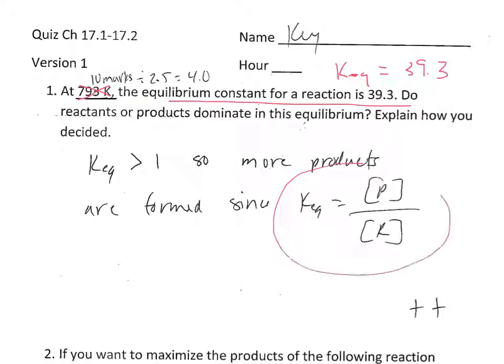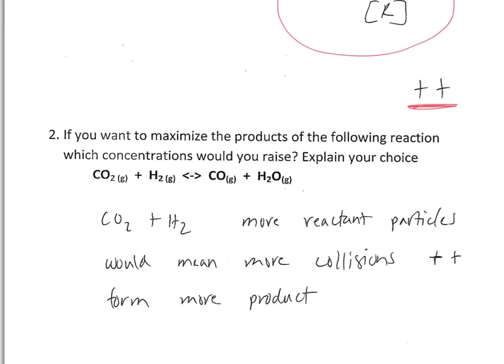Remembering that it's found by taking your concentration of products over your concentration of reactants, because this number is bigger than 1, then we know the products have to be a lot bigger than the reactants are. And that means the products are dominating. And that's what I was looking for in number 1 for 2 marks, which is what these 2 pluses here are reminding me of.